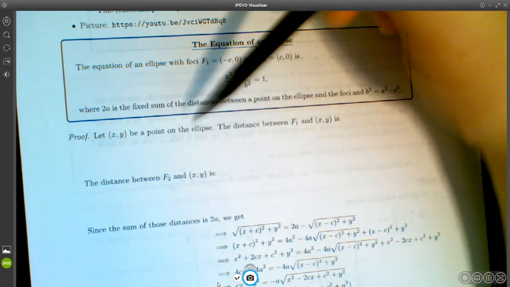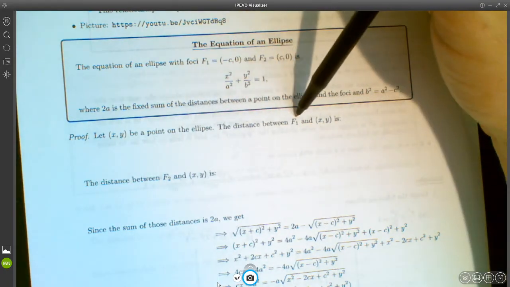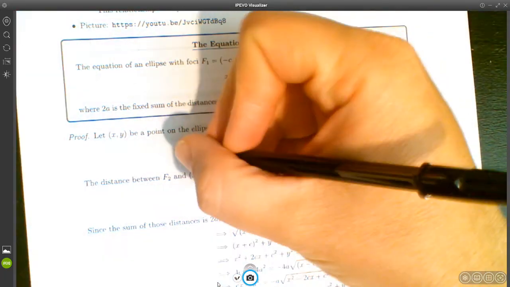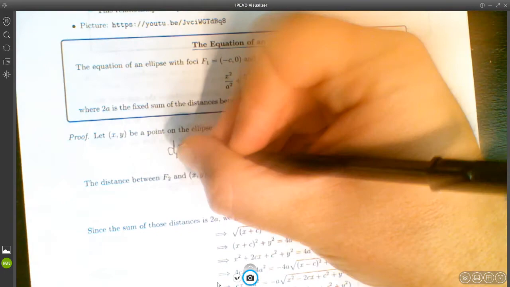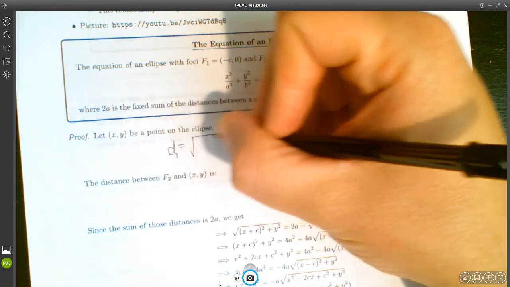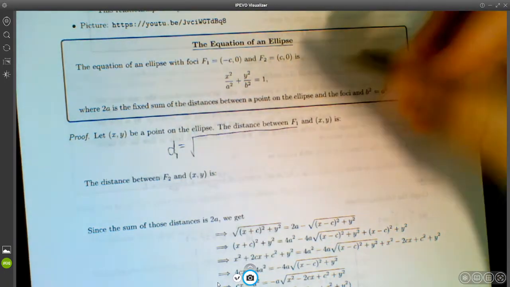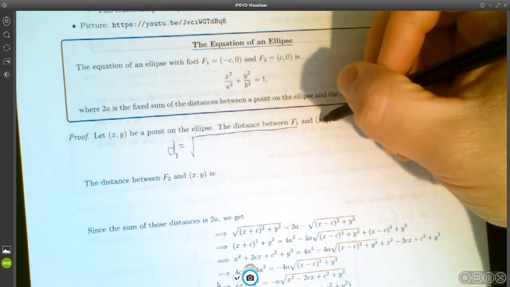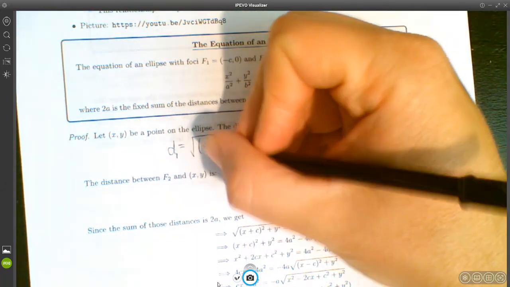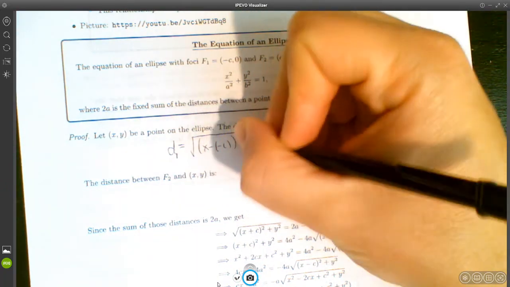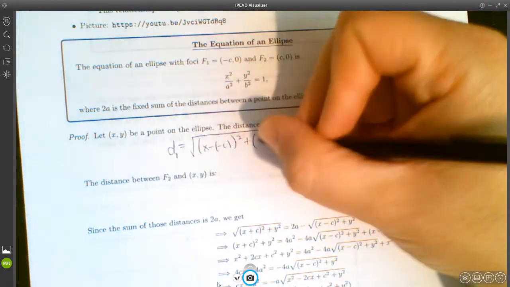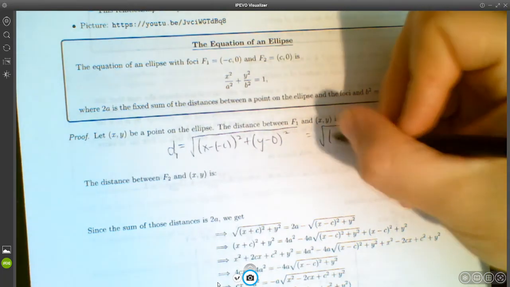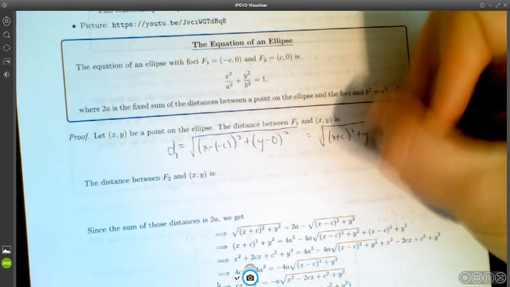So let's say that (x, y) is a point on the ellipse. The distance between focus 1 and (x, y), remember focus 1 is negative c, 0, so that distance, I'll call it d1, is the square root of x minus negative c squared plus y minus 0 squared. In other words, it's the square root of x plus c squared plus y squared.